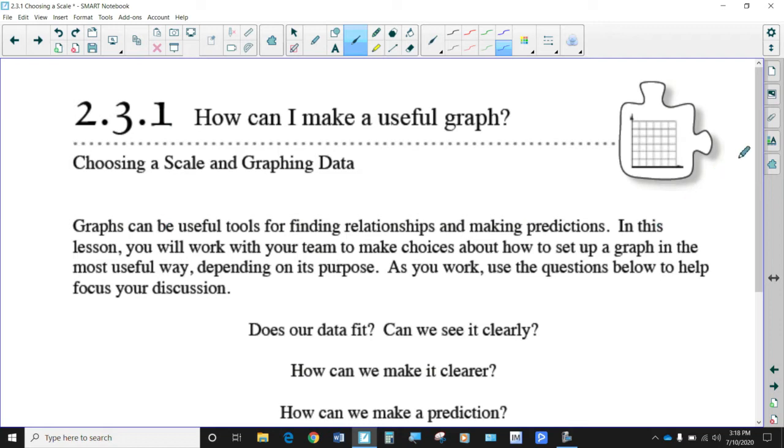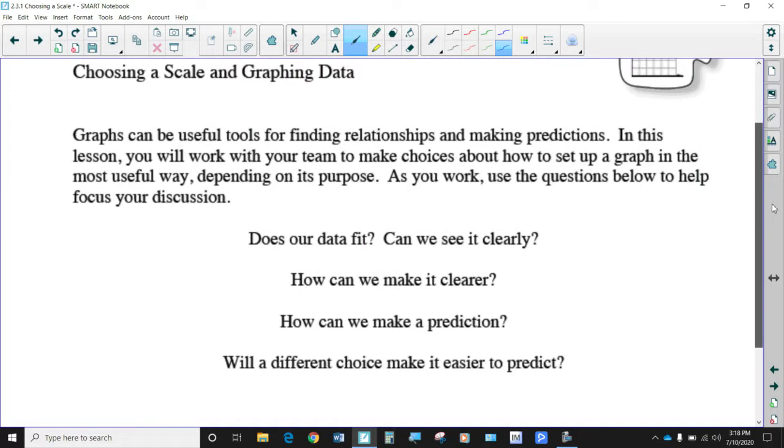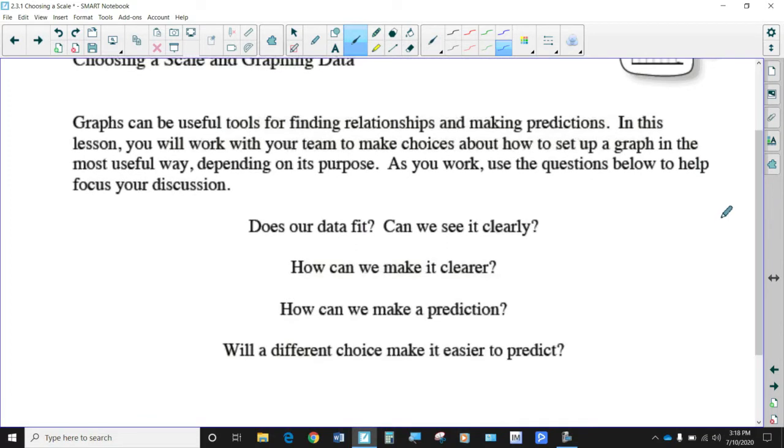All right, so graphs can be useful tools for finding relationships and making predictions. In this lesson, you will work with your team, or you will work on your own and listen to me, to make choices about how to set up a graph in the most useful way, depending on its purpose.